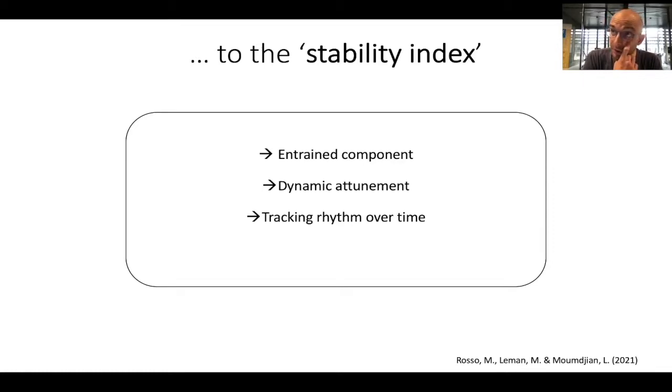Now, the general idea is that entrainment is an active and dynamic process, and if the brain is actively engaged in tracking the beat, we would expect to identify a component in the signal which dynamically attunes to the stimulus by continuously slowing down and speeding up its oscillations in the process of achieving stable synchronization.